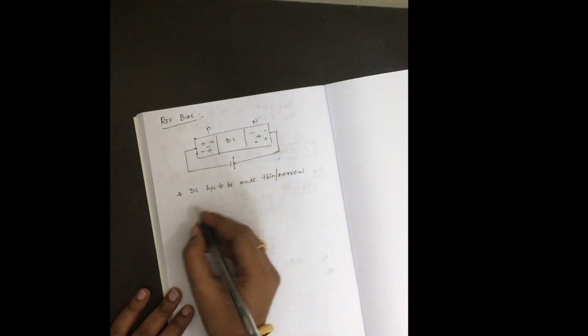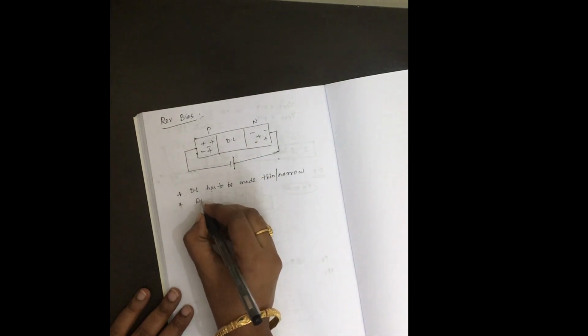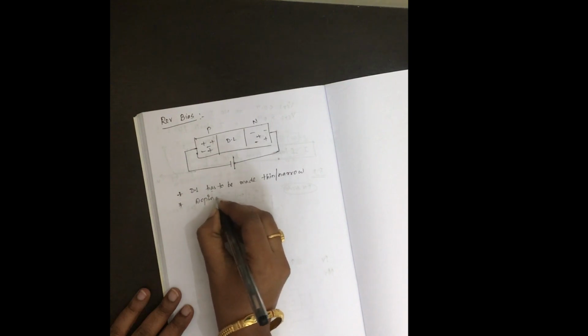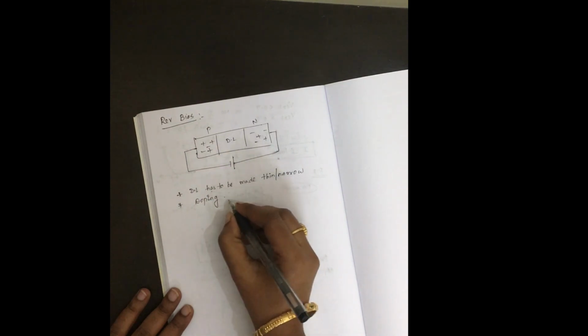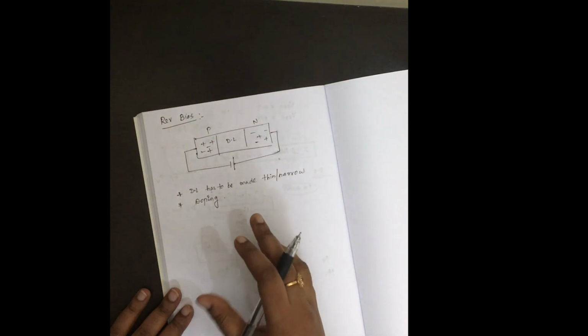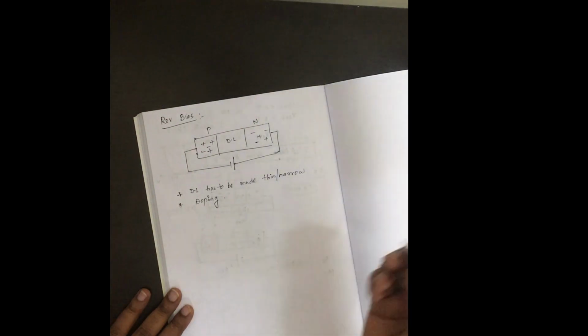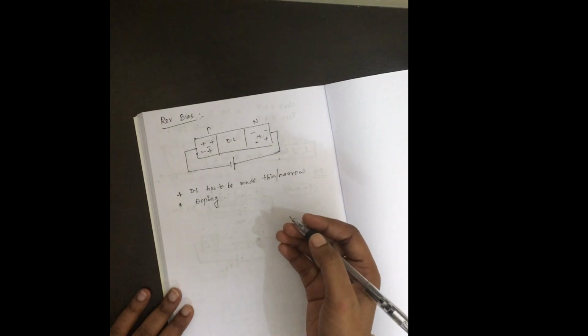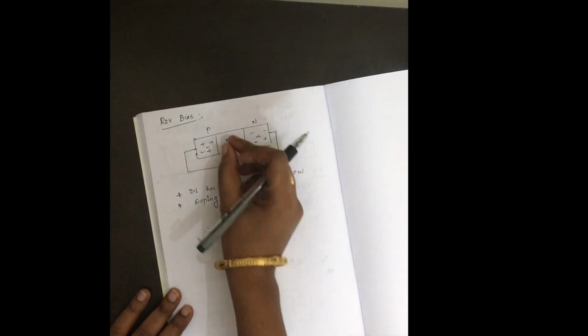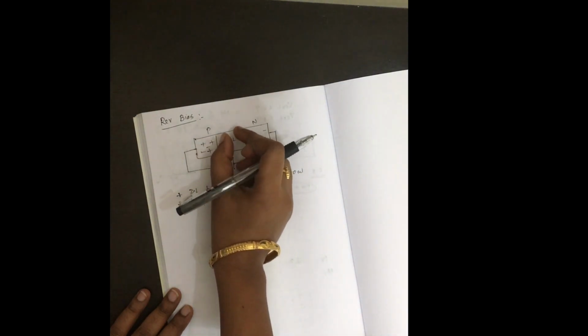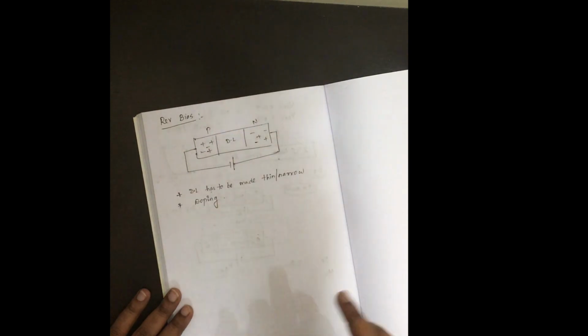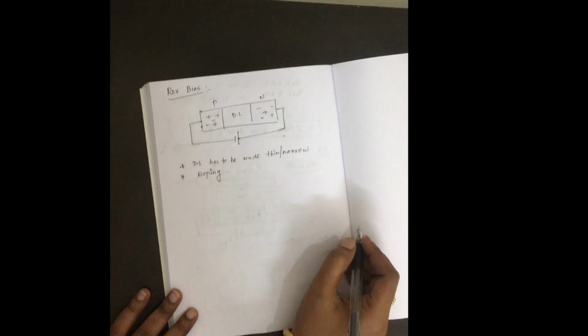This is made by using a technique called doping. We already know doping means adding an impurity atom, say like phosphorus or antimony, into a pure semiconductor. So by using this doping technique we are making this depletion region very thin. So now this depletion region is made very thin.